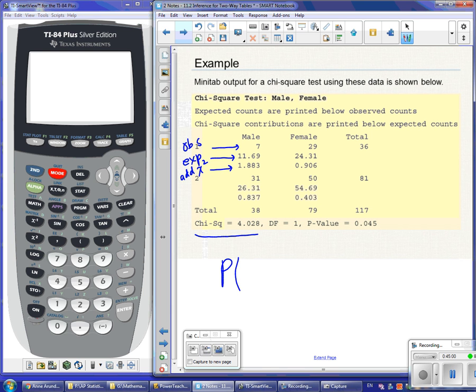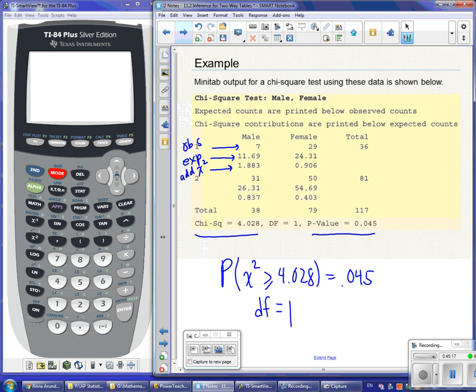So if I was to put this in proper statistical notation, I'd be saying the probability that chi-squared is greater than or equal to 4.028, and here's my p-value, 0.045. And my degrees of freedom I'd report as 1. And so that's how I would write it out.